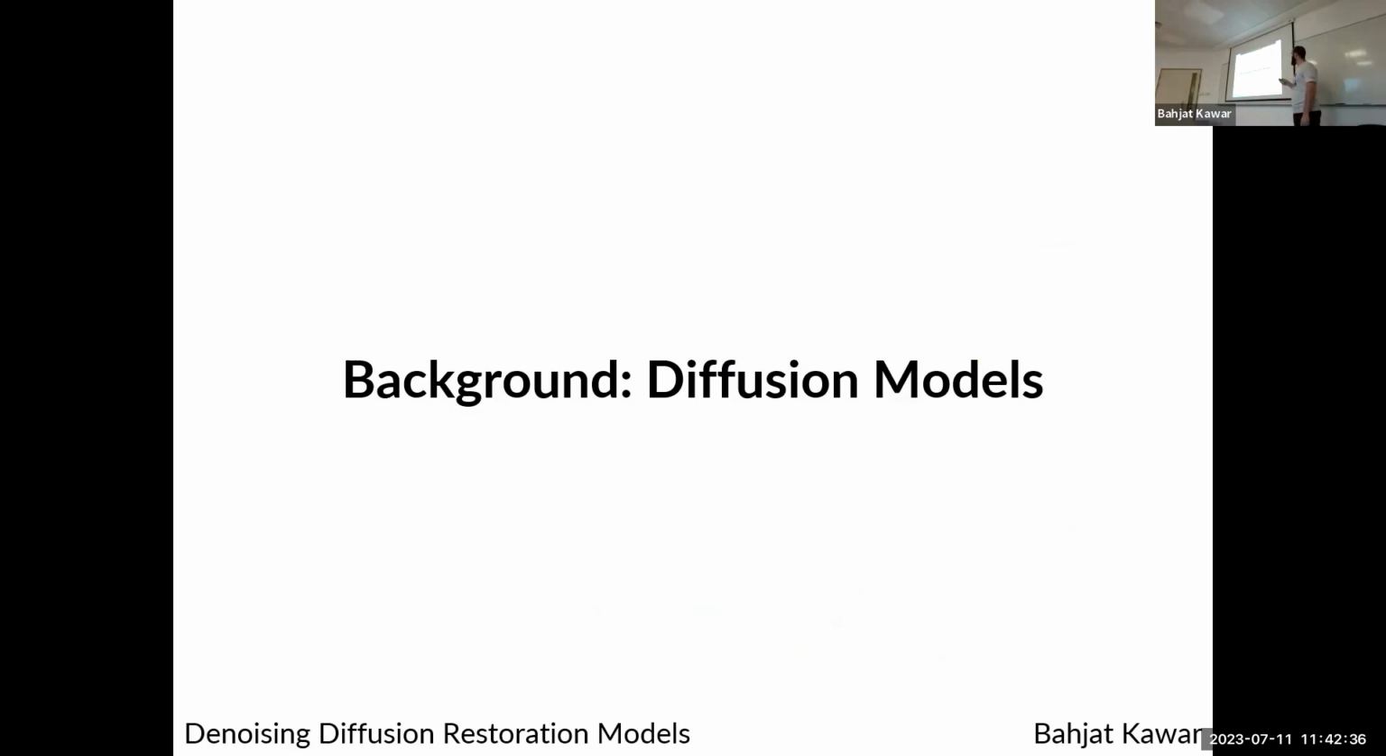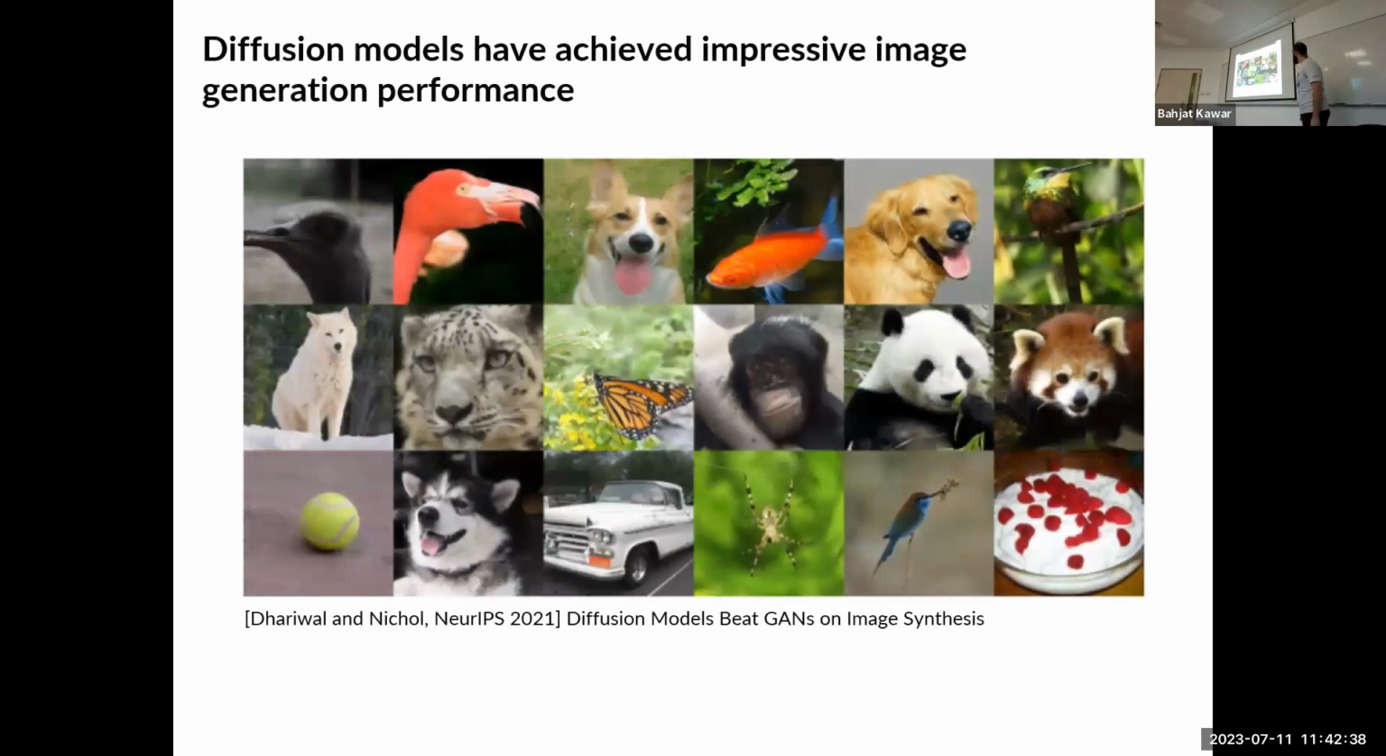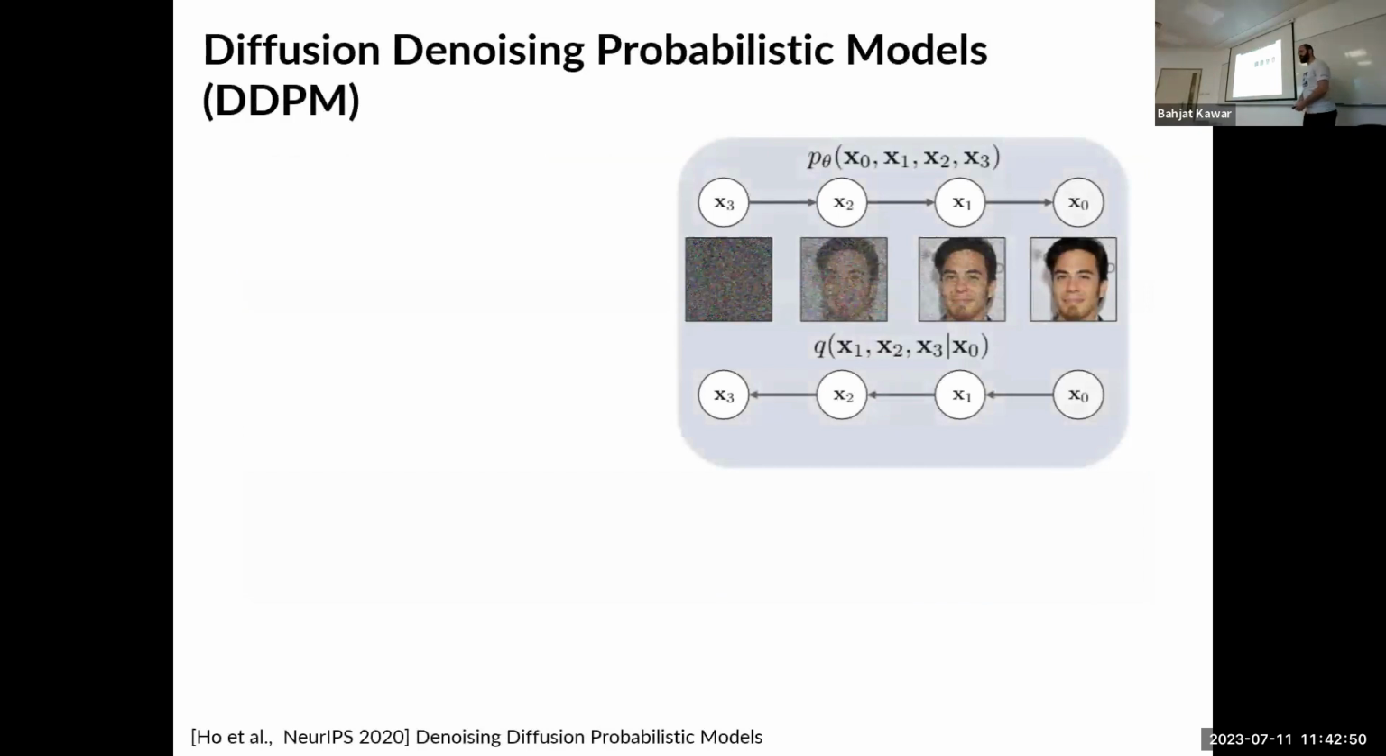So let's talk a little bit about them. As you all know, they're state-of-the-art generative models. These are images that were generated by a diffusion model in 2021. Really, really good generative models. Let's see how they work.